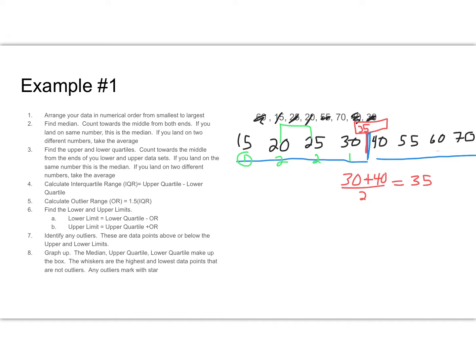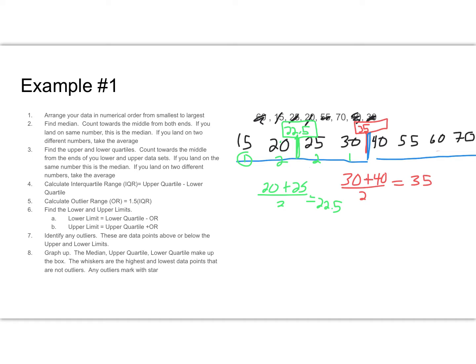I didn't land on the same number, so we're going to have to do our average. So 20 plus 25 divided by 2, which will be 45 divided by 2, which will be 22 and a half. And yes, you can get decimals as your quartile or even your median. So I like to put a little sign up here. This is 22.5.